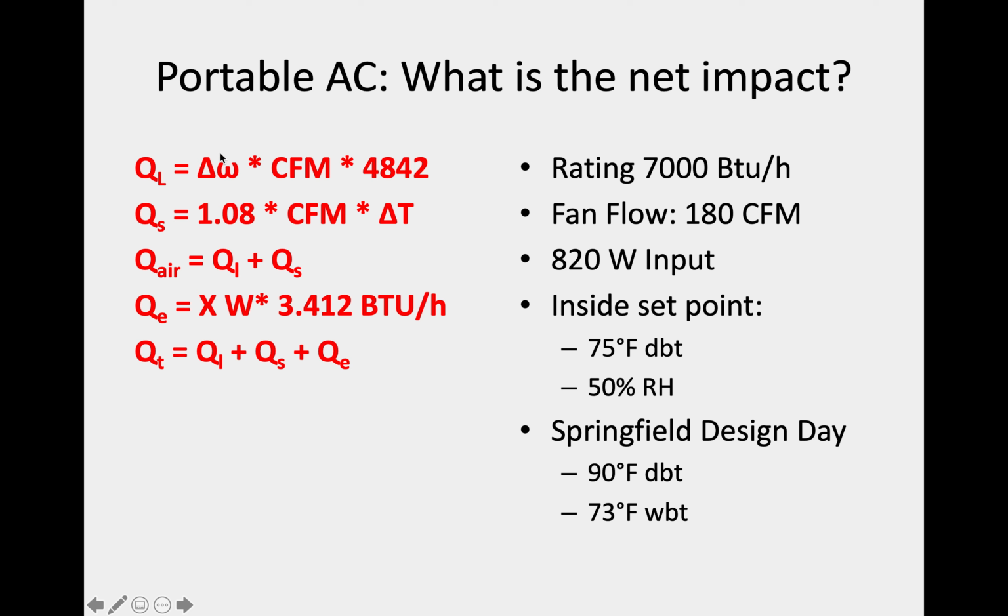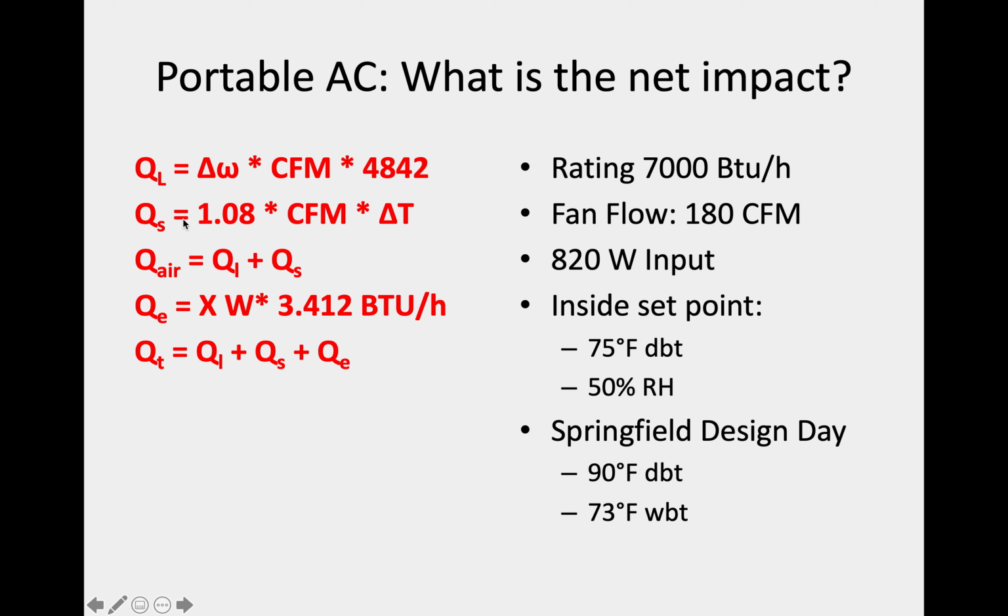So here's what our plan is. Before we go find it, we know that we need to find the latent heat. This is the power that's going to be needed to remove the heat, and that's going to be equal to the difference in absolute humidity times the flow, in this case the fan flow of 180 CFM that's pulling air in. And then we have our consolidated constants that we talked about in the lecture.